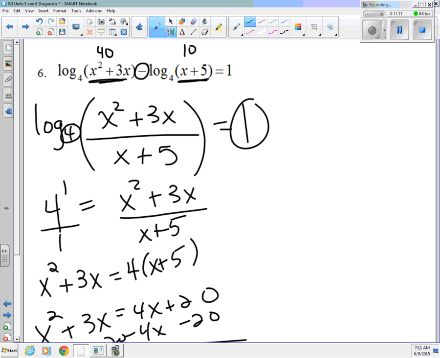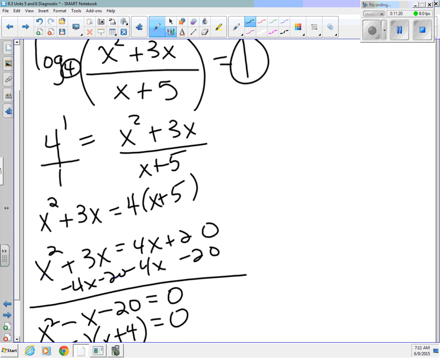And log base 4 of 40 minus log base 4 of 10 is log base 4 of 40 divided by 10, which is log base 4 of 4, which is 1. So that works. So the 5 works.